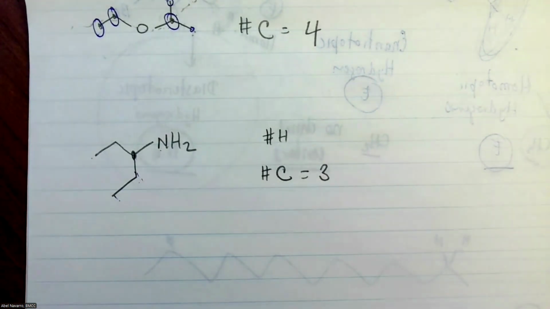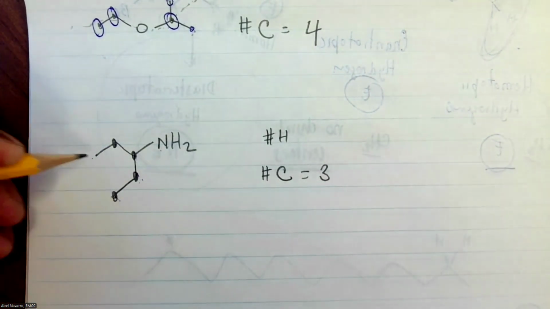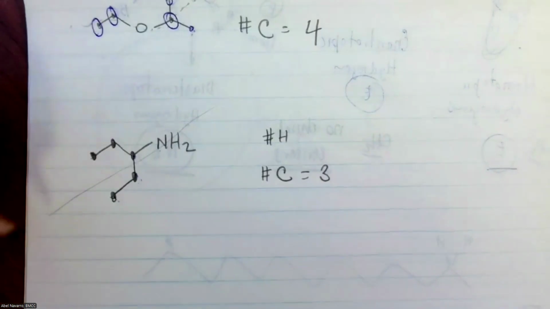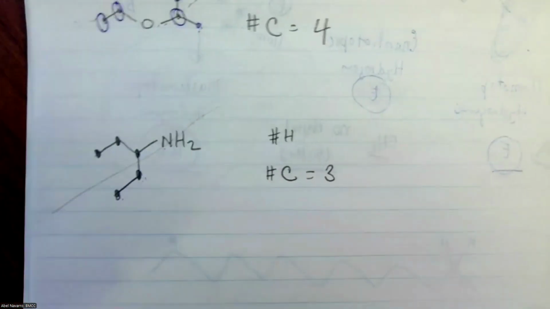Okay. This one with this one, they're symmetrical, and this one with this one, symmetrical. Where is your plane of symmetry? Right here. It's crossing the molecule. 1, 2, 3. What about hydrogens?